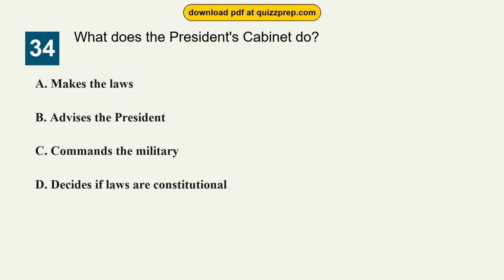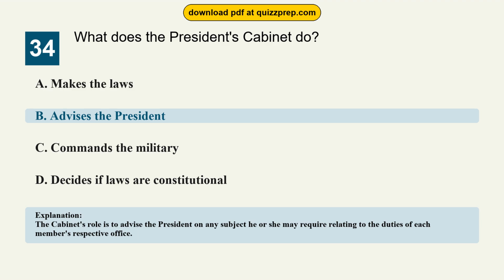Question 34. What does the President's Cabinet do? Option A, makes the laws. Option B, advises the President. Option C, commands the military. Option D, decides if laws are constitutional. The correct answer is option B, advises the President. The Cabinet's role is to advise the President on any subject he or she may require relating to the duties of each member's respective office.